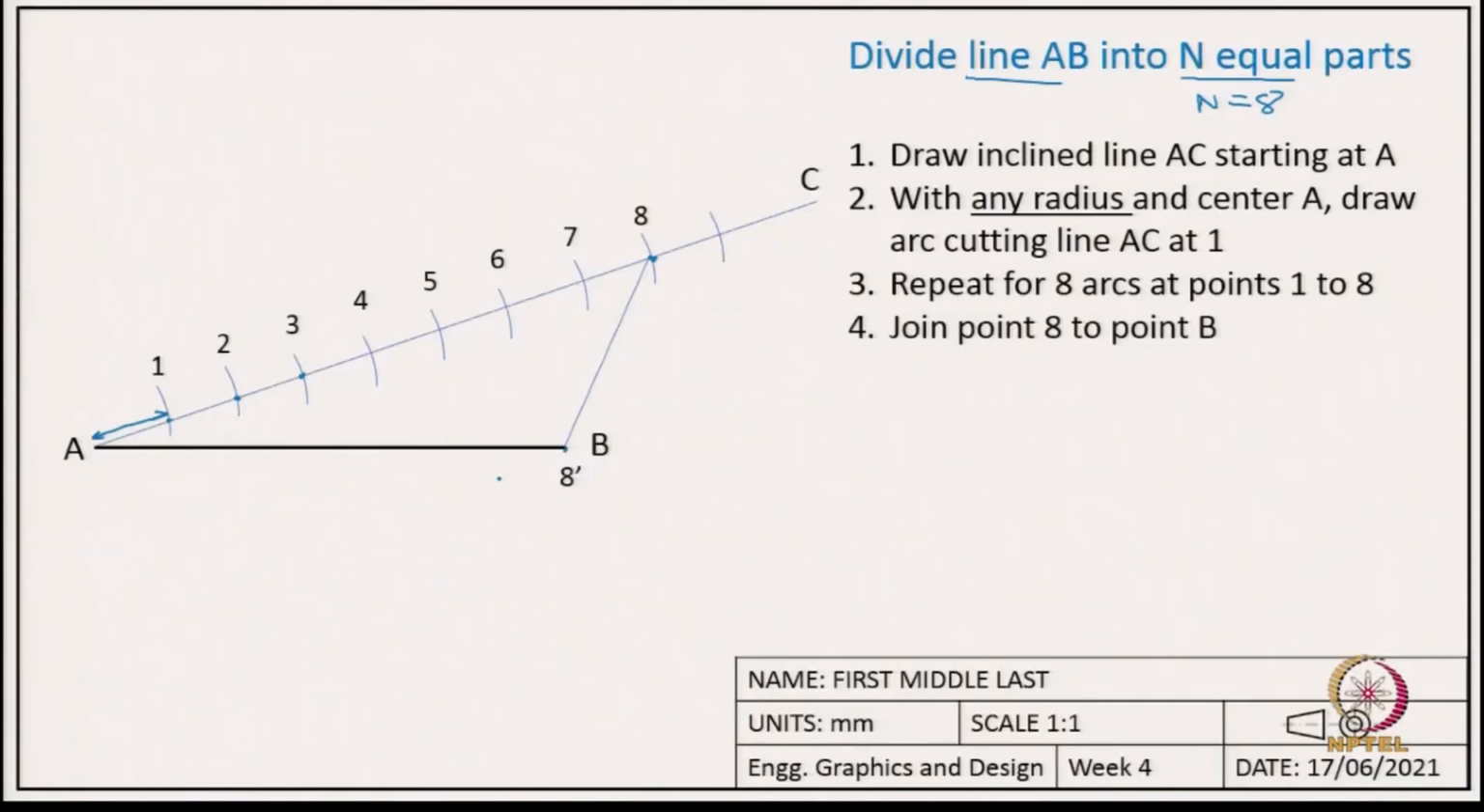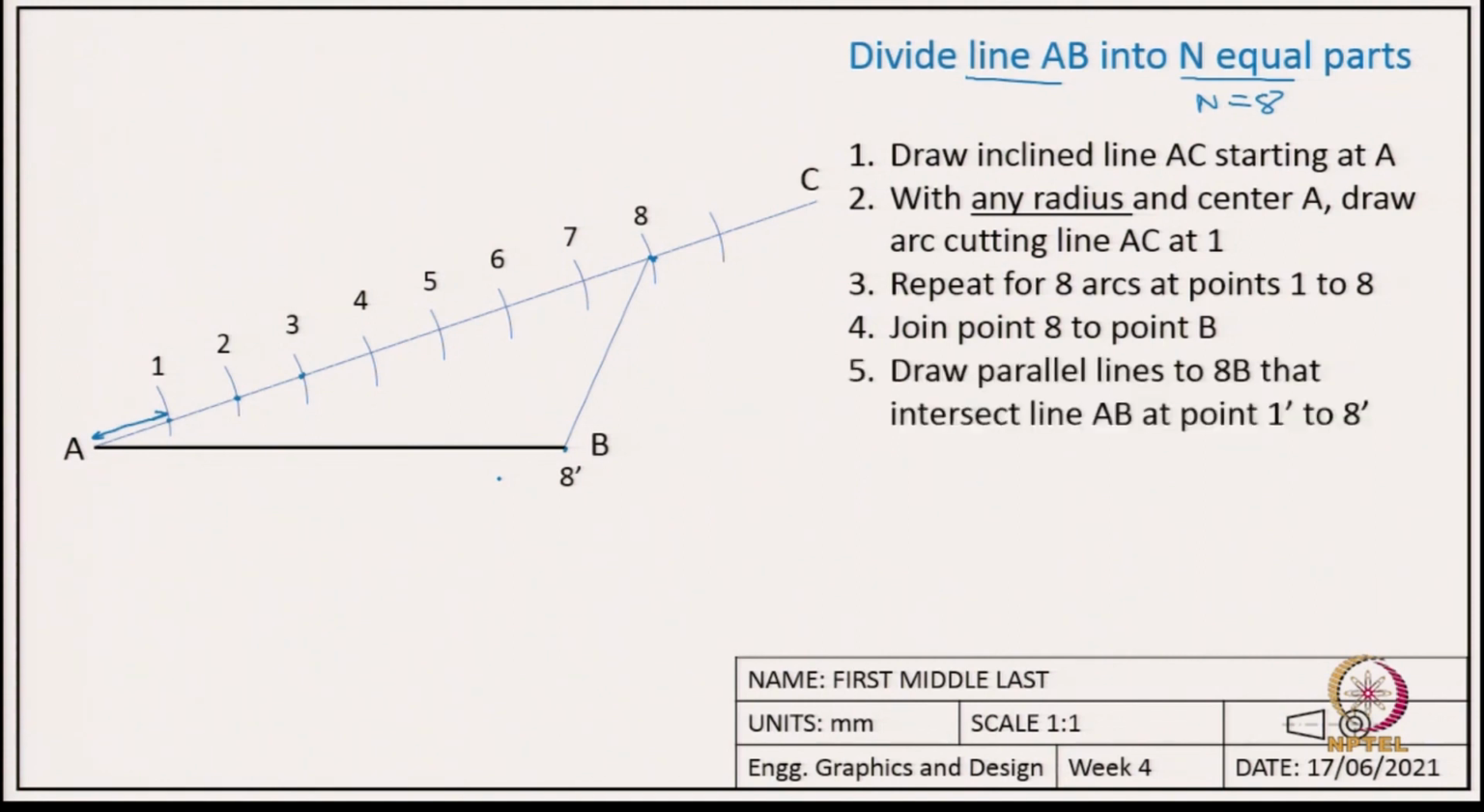Anyway, if you are able to draw these parallel lines, what we need to do is now draw lines parallel to this line B8. So, first we draw this parallel line passing through this point 7. This will have a corresponding point 7 dash or 7 prime. Similarly, I keep repeating for points 1 to 8, and then I get these points 1 prime, 2 prime, 3 prime, so on until 8 prime. So, these points equally divide this line AB into 8 equal parts.